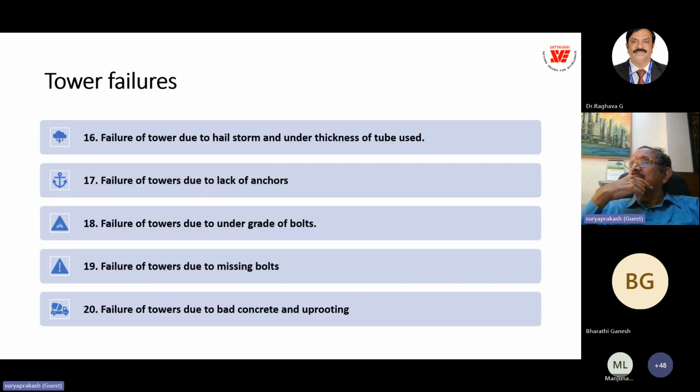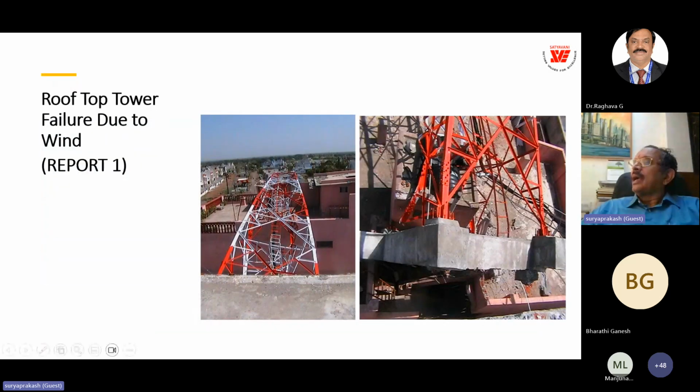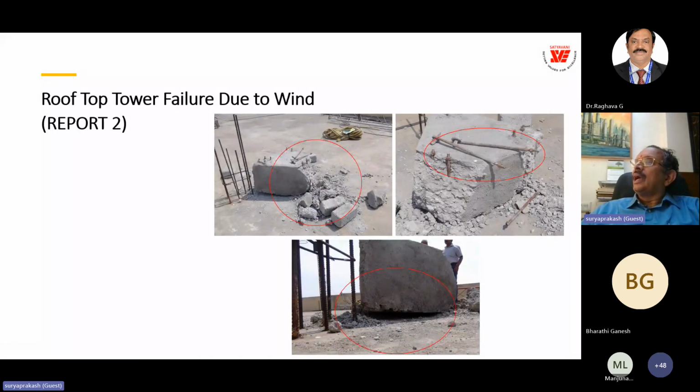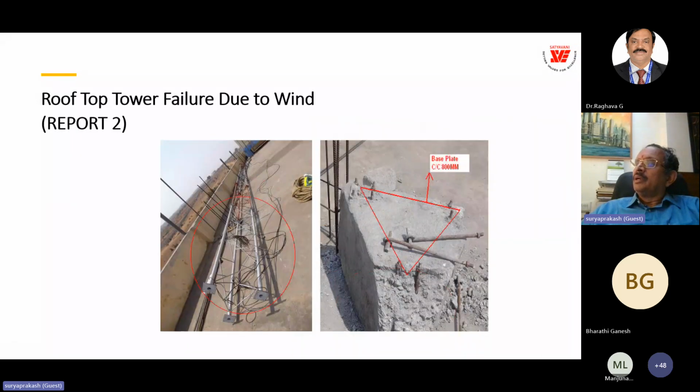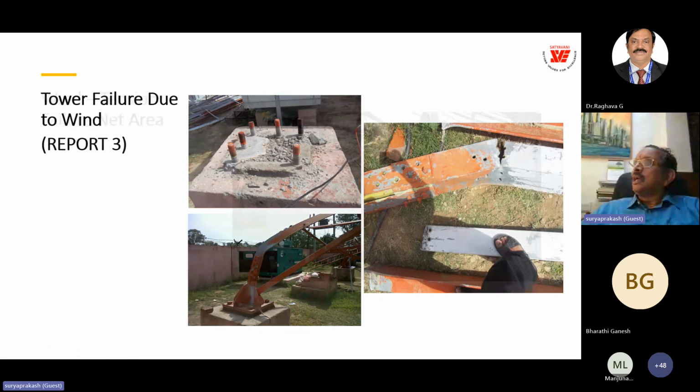That's why it's very important to understand the need for the right grade of bolts in joints in a structure. Missing bolts is another issue, as is failure of a tower due to bad concrete and uprooting. So these are all the cases. Here you can see anchorage: the whole foundation got toppled with a wind much less than the design wind speed. When we investigated, we found that the anchorage was not adequate. These are all actual anchorage failures of rooftop towers. Here you can see the bolts are even left in the foundation itself, and the tower has come out. So we have studied multiple failures.